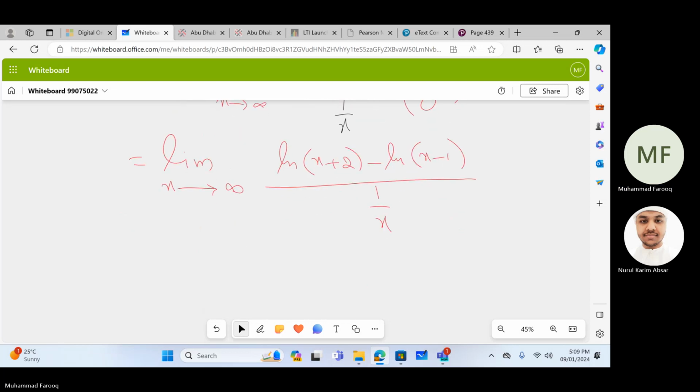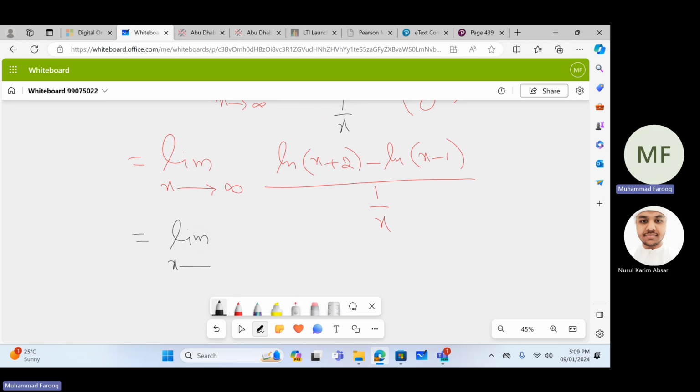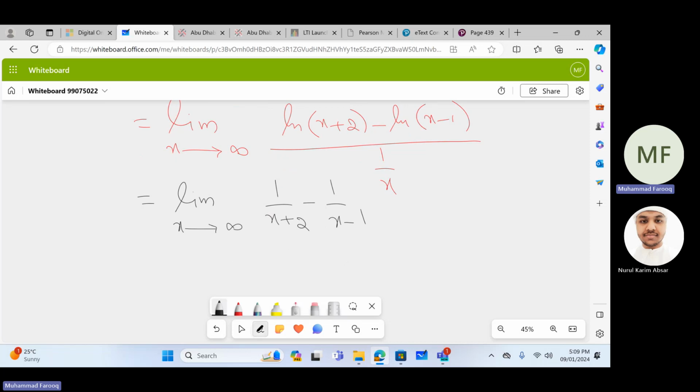So now limit x approaches infinity. What is the derivative? 1 over x plus 2, minus 1 over x minus 1. Very good. Divide by, what is the derivative of 1 by x? Negative 1 over x squared. Use the shortcuts, please. Write directly. I differentiate the numerator, I differentiate the denominator. The derivative of 1 by x is minus 1 by x squared. I hope all of you understand.